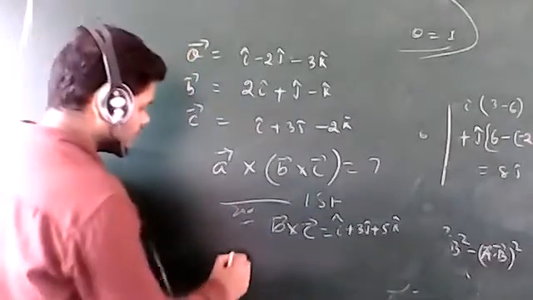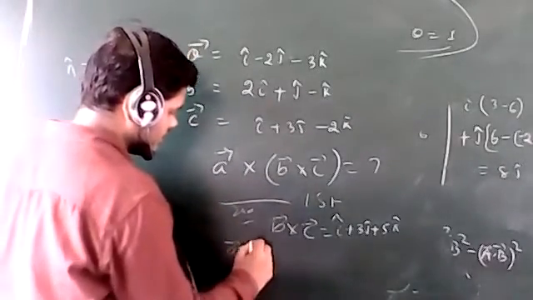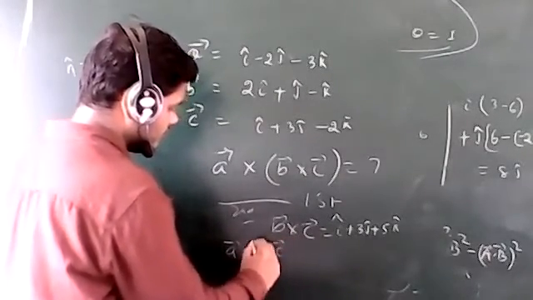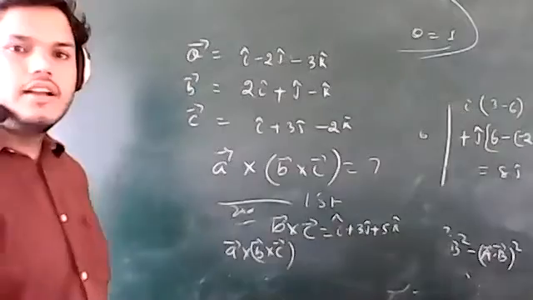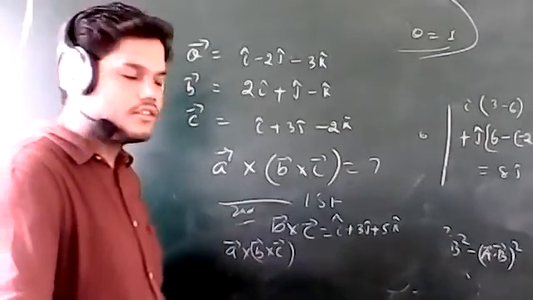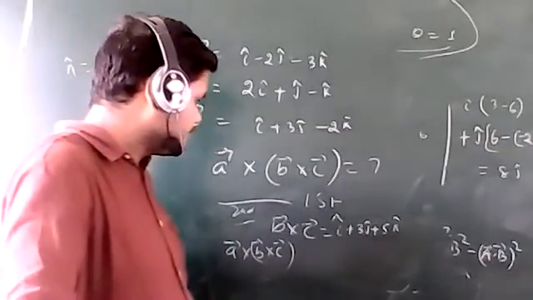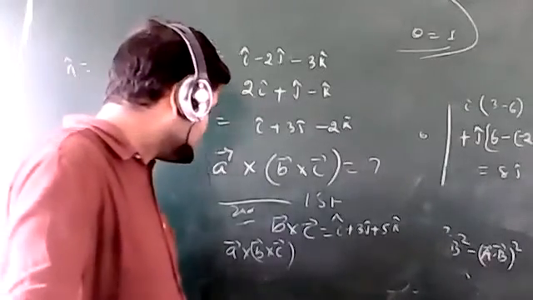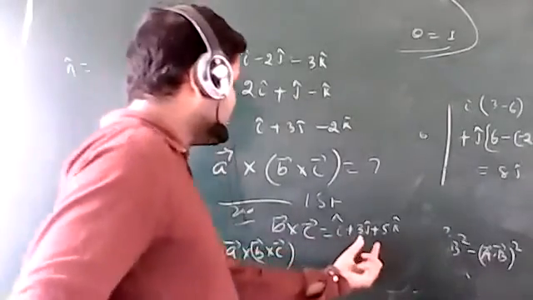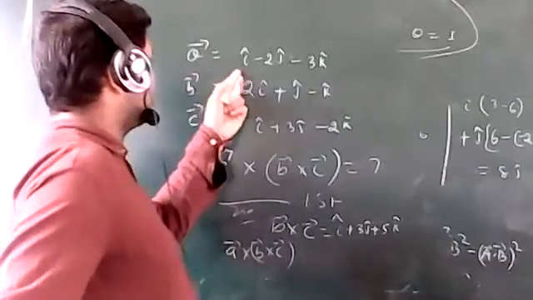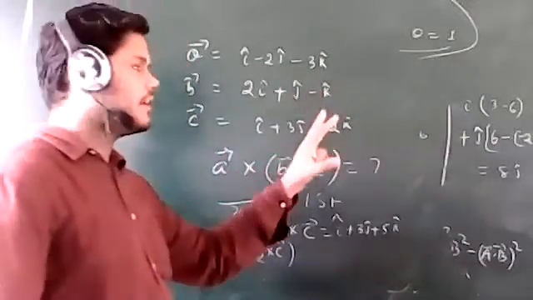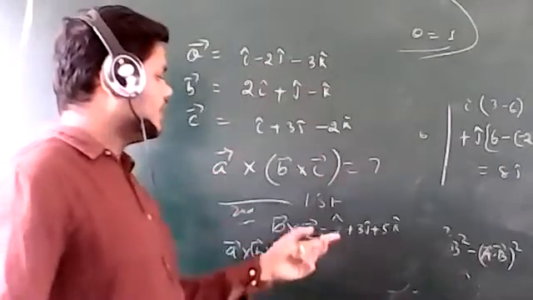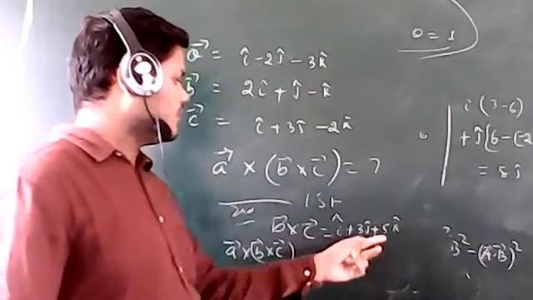Okay, so then after you have to find out a cross b cross c. Find it out and tell me the value. What is the value of a cross b cross c? That means you have to find the value by cross product with a vector. The same thing: you have to write i cap, j cap, k cap, and here a vector first, that means 1, minus 2, minus 3, and second one is 1, 3, 5.